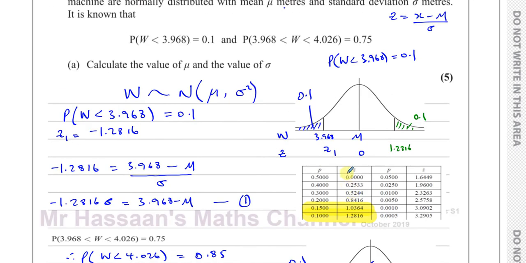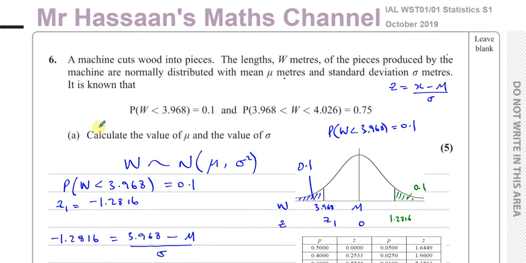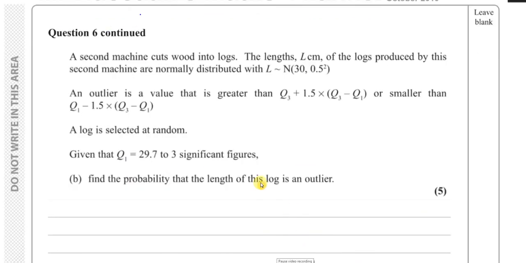If we can't use the table, then we have to go to the table below it. All right, now for part B. We are told here that a second machine cuts wood into logs.